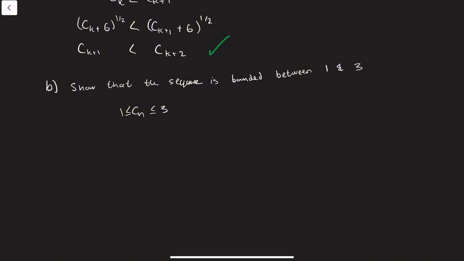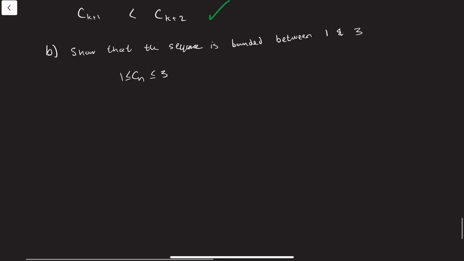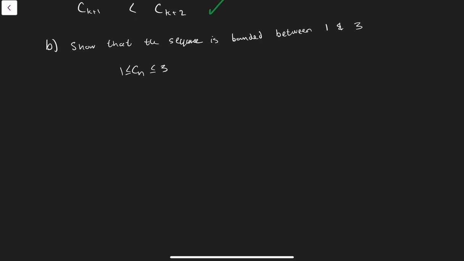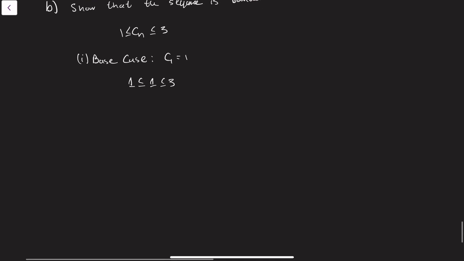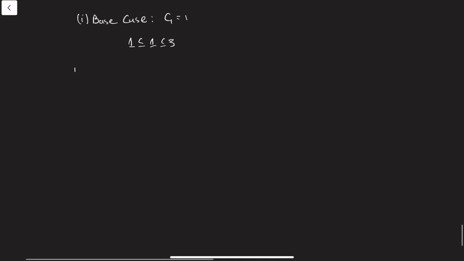Perfect. So again, we're going to do this by construction, and to do this, we're going to use induction. So first, the base case. We have C1 is equal to 1. Well, 1 is less than or equal to 1, which is less than or equal to 3. Perfect. Next step.